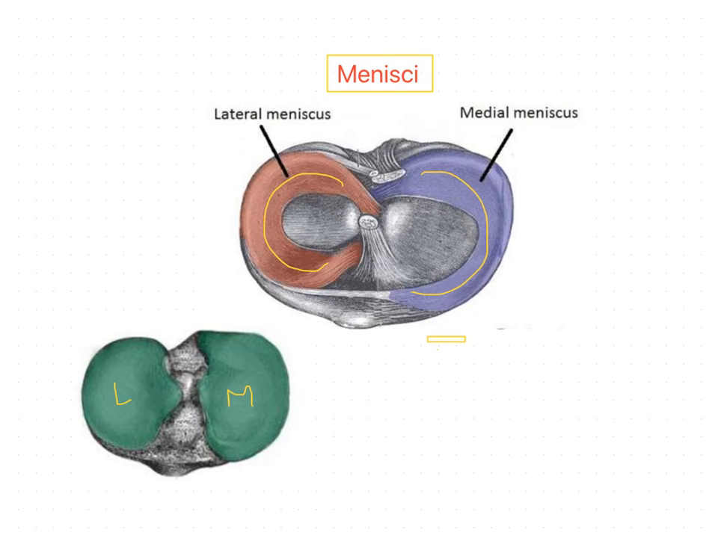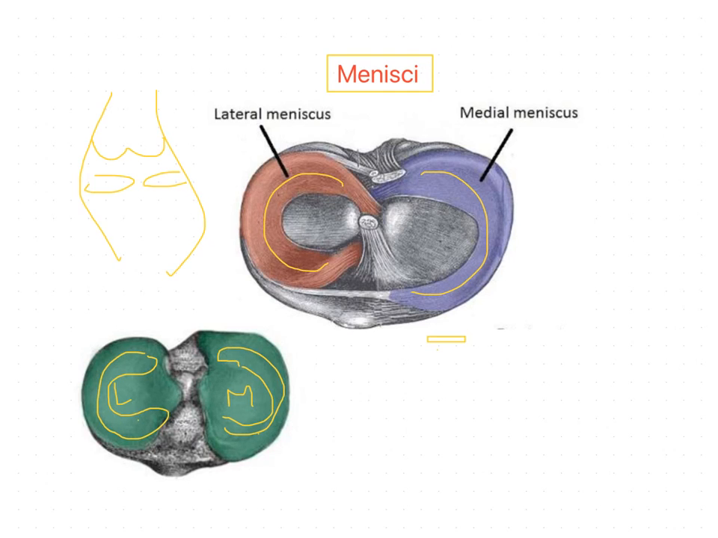They deepen the articular surfaces of the condyles. So these are the condyles, and over these condyles you'll have the semilunar cartilages. So they deepen the articular surfaces of the condyles and partially divide the joint cavity into upper and lower compartments.